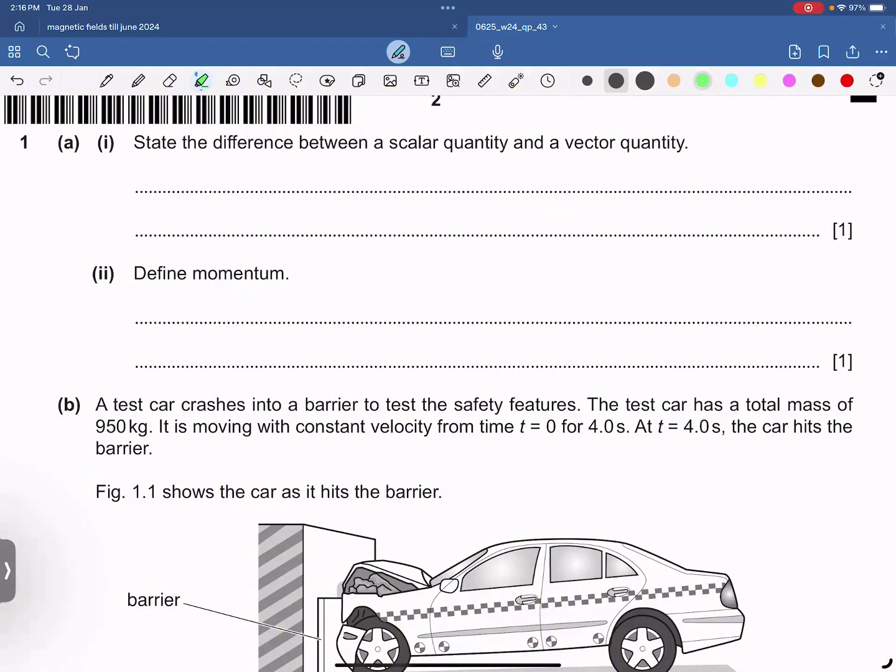First question. It says, state the difference between a scalar and vector quantity. You know, scalar quantity has only magnitude. Vector has both magnitude and direction. Let's write the answer.